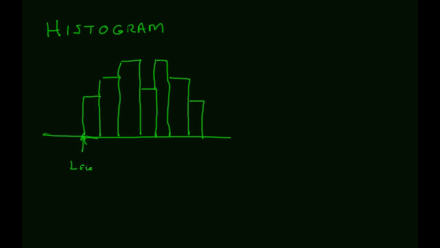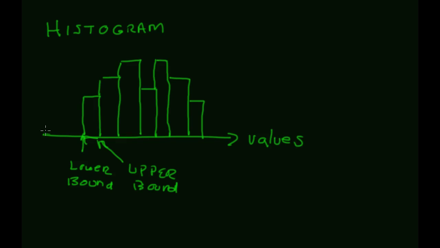So what would happen in a histogram is you would have a value here, which would be the lower bound for a class, and here would be the upper bound for that class. So these are your values along the what we would typically call the x-axis, and the y-axis here represents frequencies.